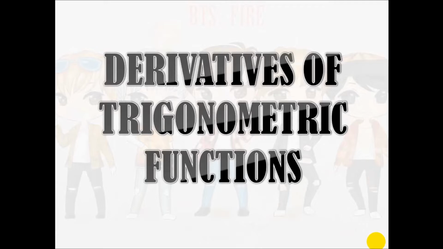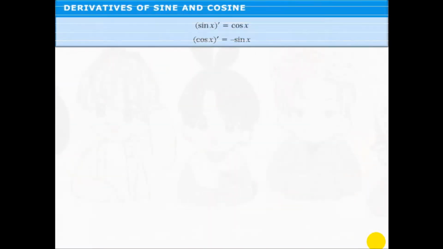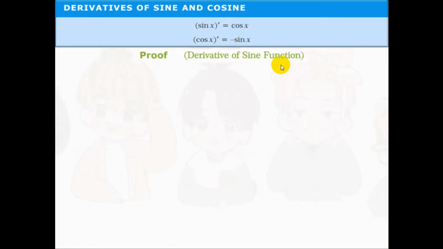Today we will learn about derivative of trigonometric function. Let's see here. First, we must know the derivative of sine and cosine. The first derivative of sine x is equal to cosine x, and the first derivative of cosine x is equal to minus sine x. So let's see the proof.